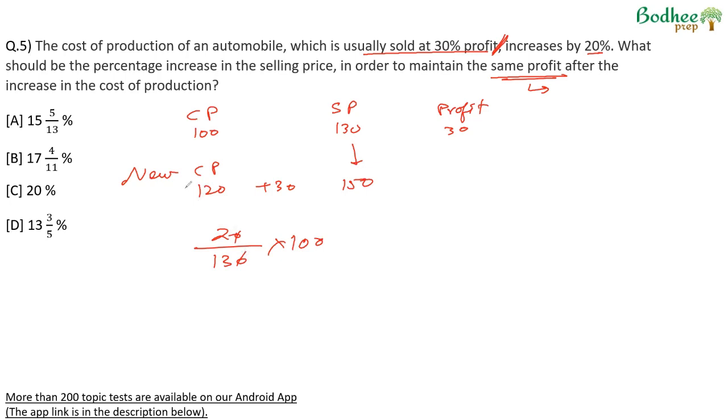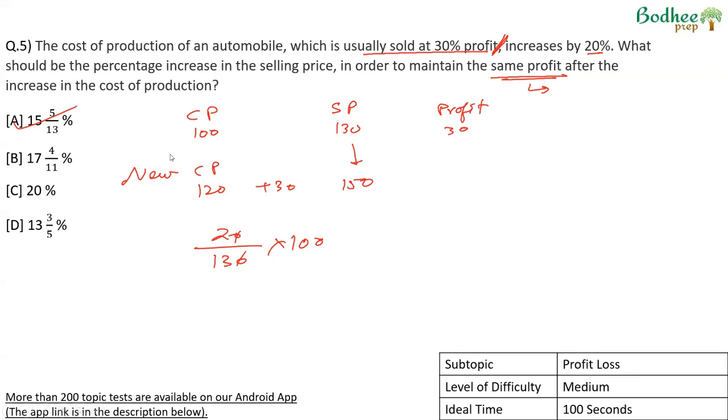2 by 13. 1 by 13 is 7.69, into 2 will be 15.38. So option A, 2 by 13, 15 5 by 13 would be the answer. Again, in terms of level of difficulty, if you look at this question, it is easy to medium level, and you should be able to solve this in about 90 to 100 seconds.